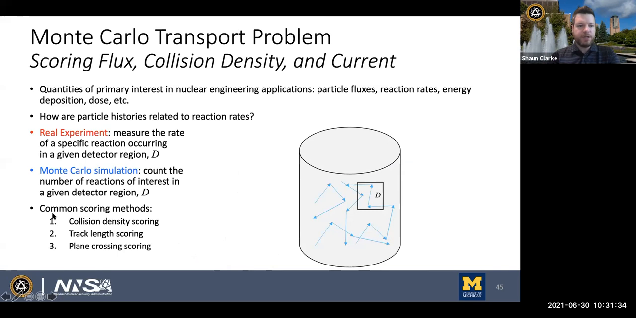Okay, I want to talk a little bit about scoring and how we can estimate the various quantities in Monte Carlo transport, but I'm just going to check the chat real quick, see if there's any questions here.